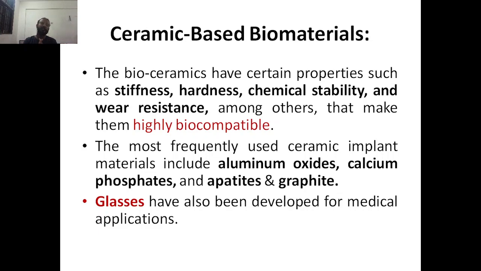The next thing we have is the ceramic based materials, where the bioceramics have certain properties such as stiffness, hardness, chemical stability and wear resistance.